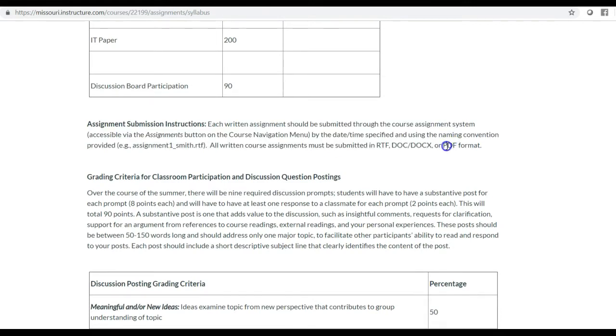Assignment submissions. If at all possible, please avoid the PDFs, because what I like to do is I like to make comments on assignments as I'm grading them. However, I know that there are going to be people who have to use PDF for one way or another, but I do prefer either the DOC, the DOCX, or the RTF formats.